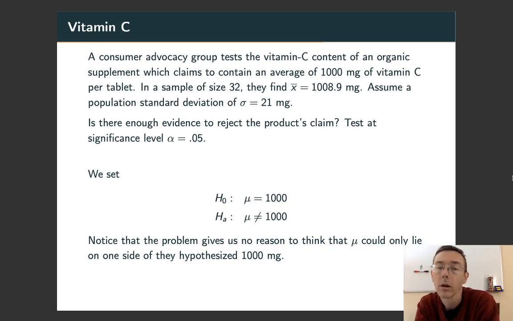Alternatively, we're going to be looking to gather evidence in favor of the idea that that parameter mu is not 1,000. Here, we're not given any reason to think that we should only consider values less than 1,000 or greater than 1,000. By default, we consider both with the two-sided alternative hypothesis. Let's actually do some calculations.